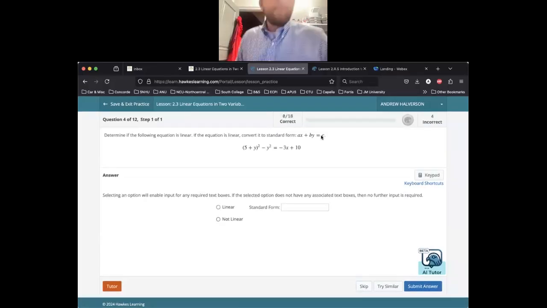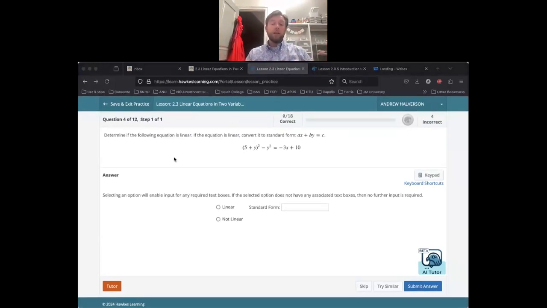It's just more of the same now, but I think they're going to do another intercept question, and we're going to do more intercepts. This isn't the last time you're going to see intercepts. Intercepts are one of the biggest things that we'll learn, so you really need to know the intercept part of it all. So this one's asking us, is this thing linear? If it is, convert it to standard form. Or is it not linear? What do we say?